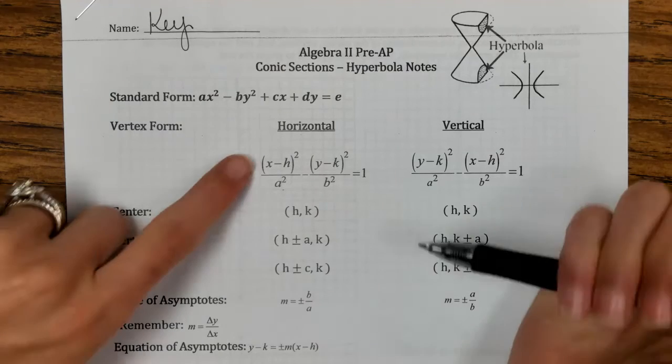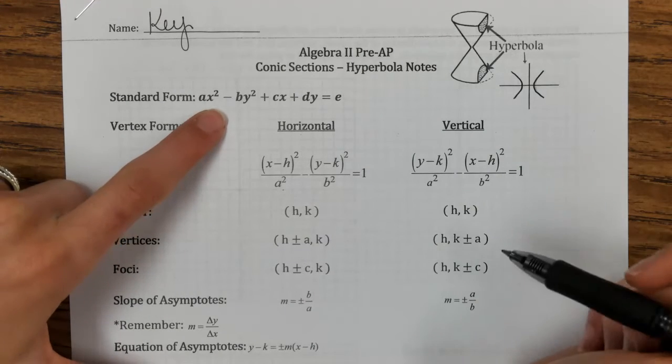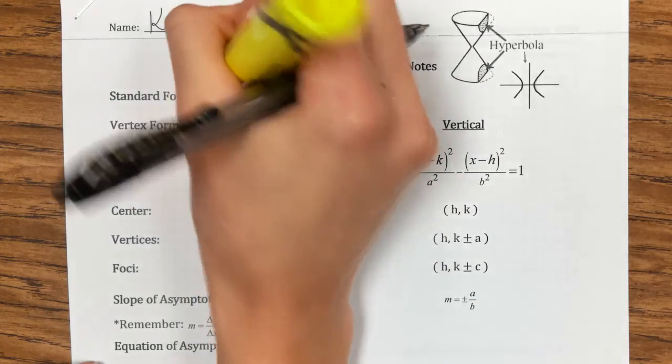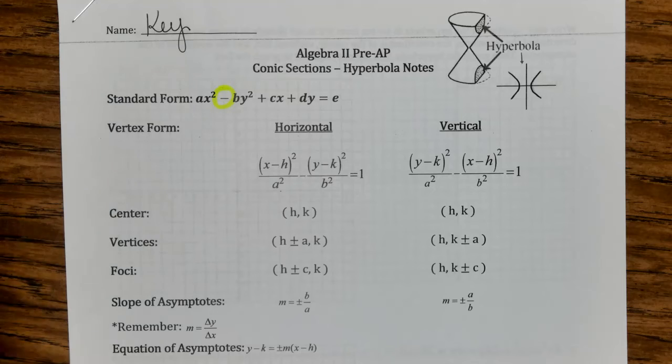So the main difference between an ellipse and a hyperbola is that a hyperbola has a minus sign between the x squared and the y squared. So this is the only conic section that's going to have a minus. So the moment you see a minus, that's a hyperbola. Okay? So you're still going to have horizontal versus vertical.